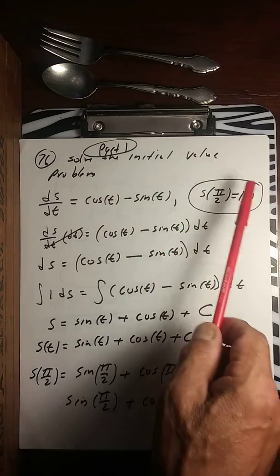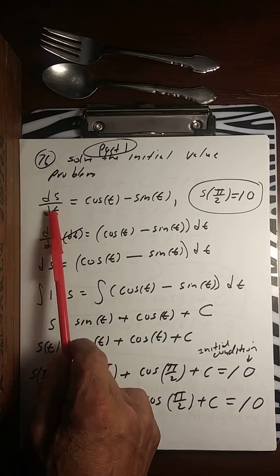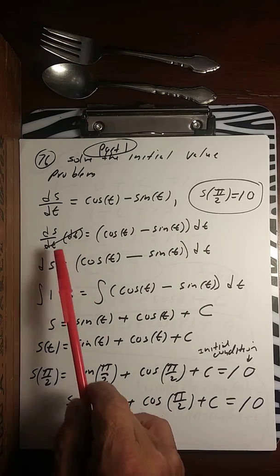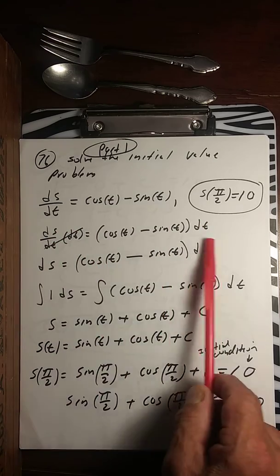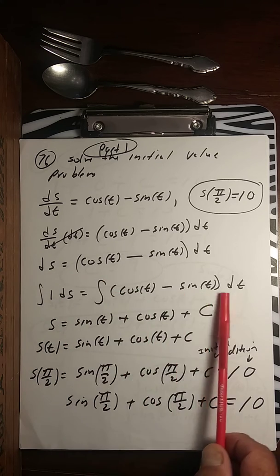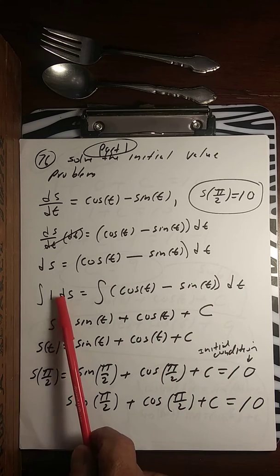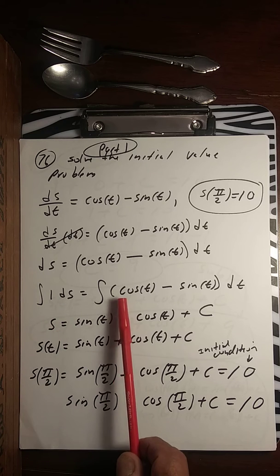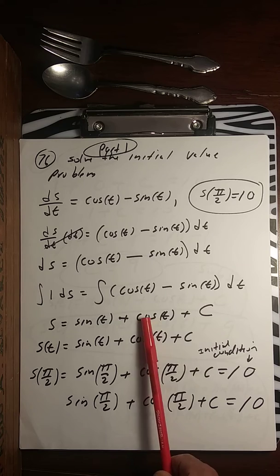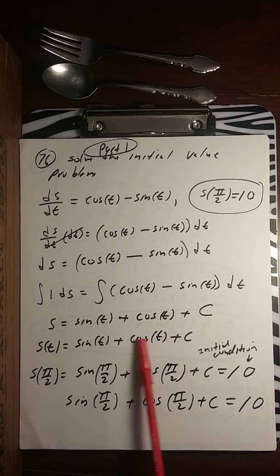Solve the initial value problem. ds/dt equals this. So now, multiply by dt, these are gone. So we have ds equals this. So now the integral of 1 ds, and the integral of this. So this is going to use S. The integral of cosine t is sine t. The integral of negative sine t is cosine t plus c. So S of t is this.